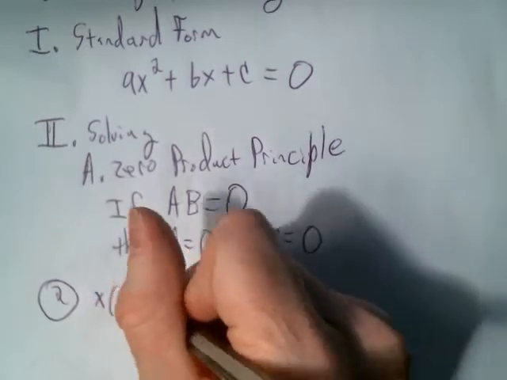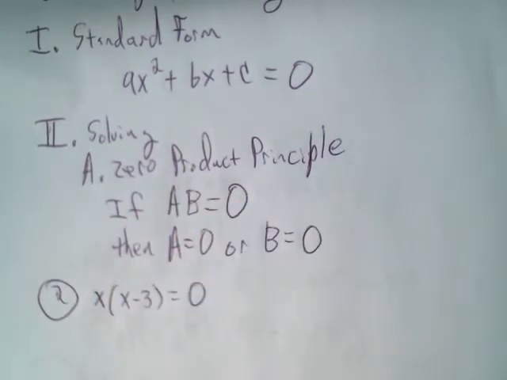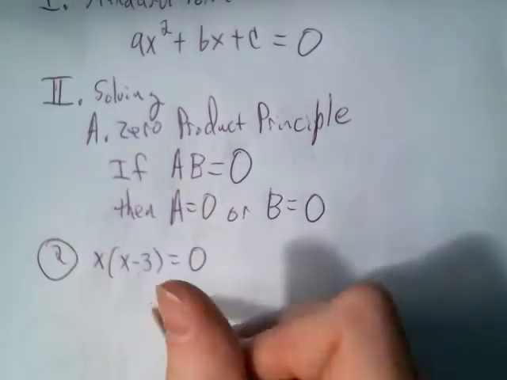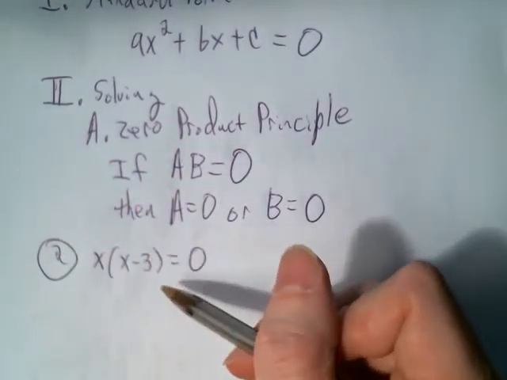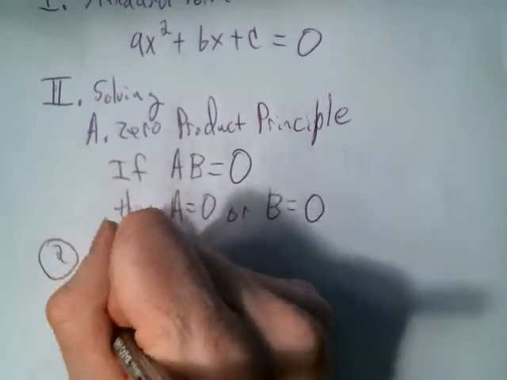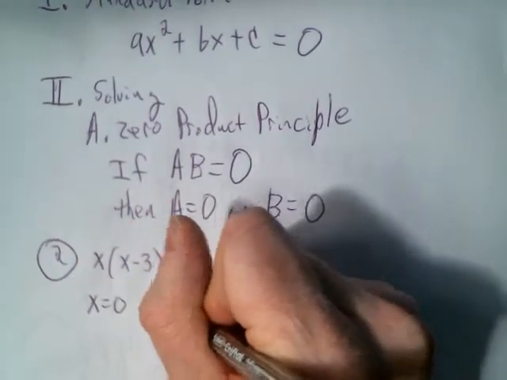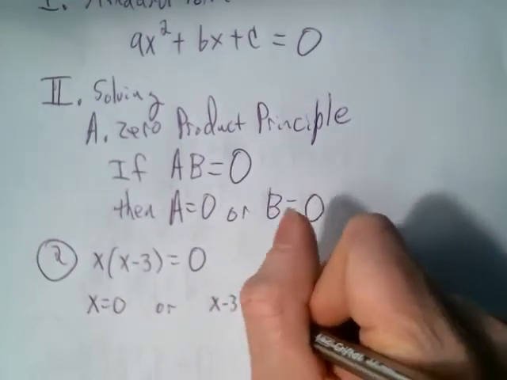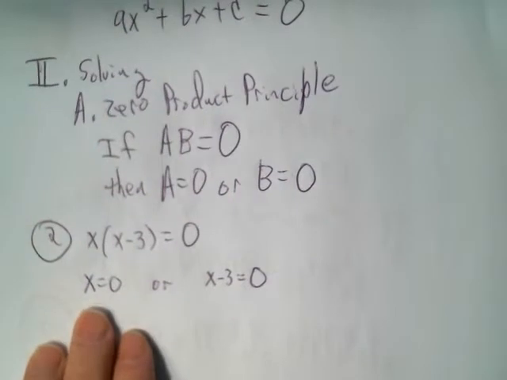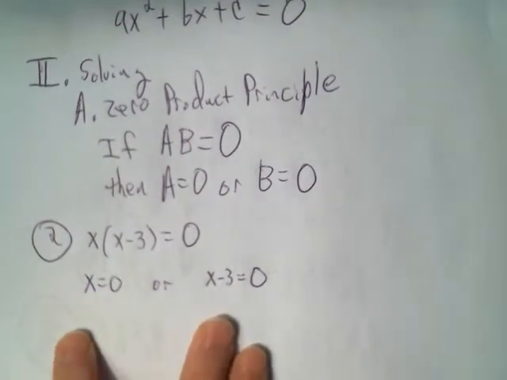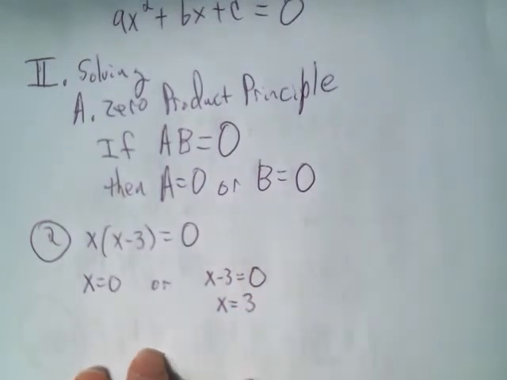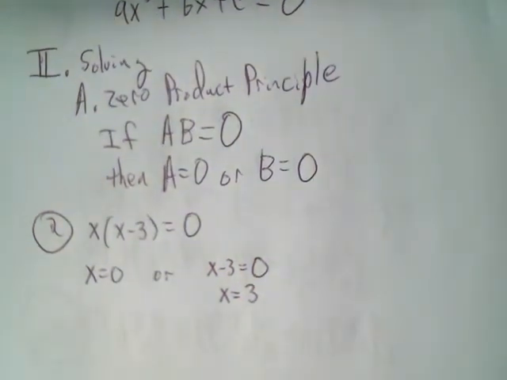So let's look at number 2. We have x times x minus 3 is 0. So there's two things here. There's the x, and then the other thing is the x minus 3. So if this times this thing is 0, then either x is 0 or x minus 3 is 0. So one solution is 0. The other solution we have to work a little bit to get. We have to add 3 to both sides. The other solution is 3.